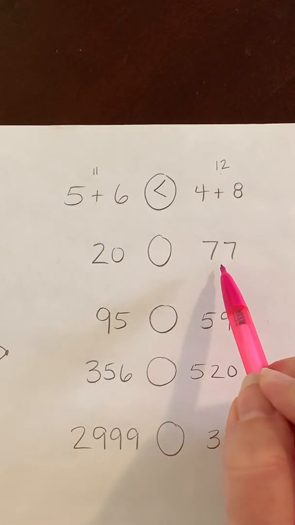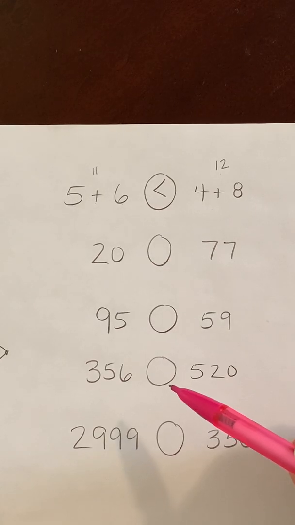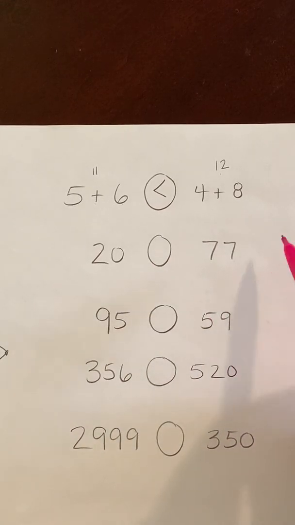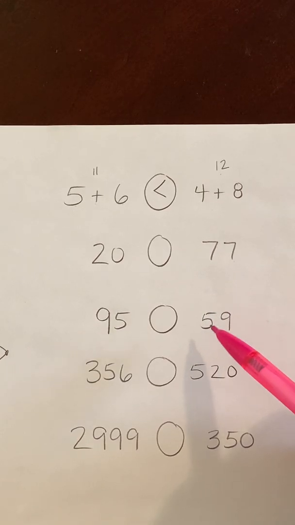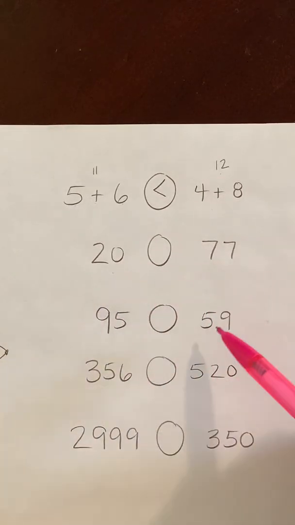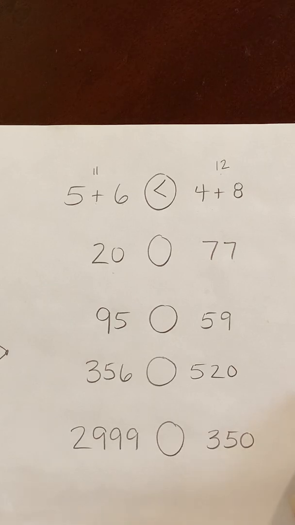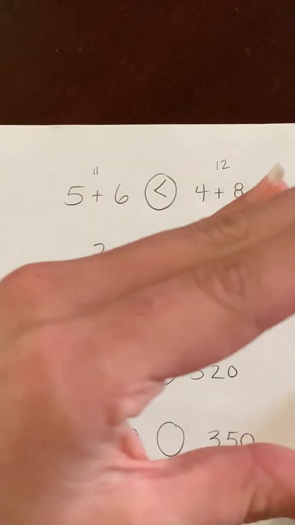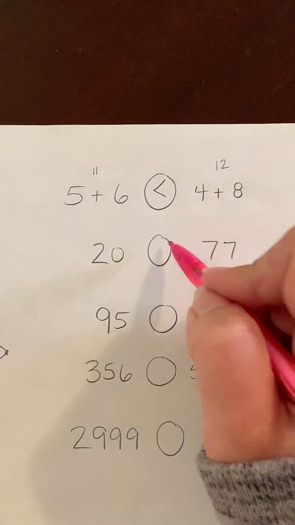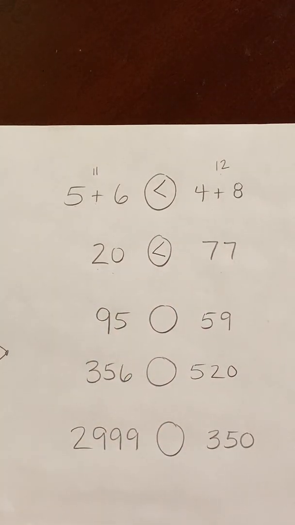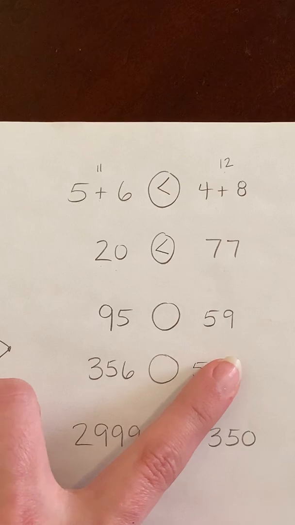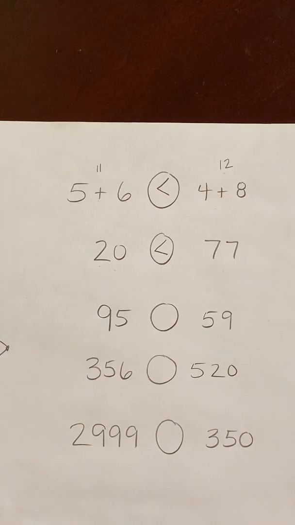20 or 77. If you need help, always go back to your hundreds chart in your moose binder to see which is a bigger number. I hope my friends are going this way. 20 is definitely less than 77. 95 and 59.